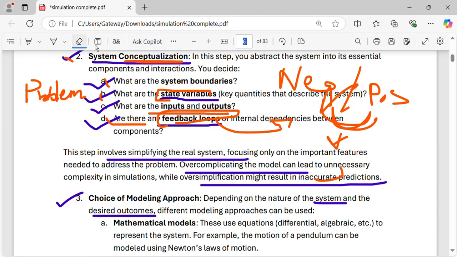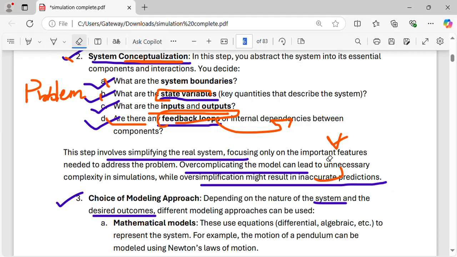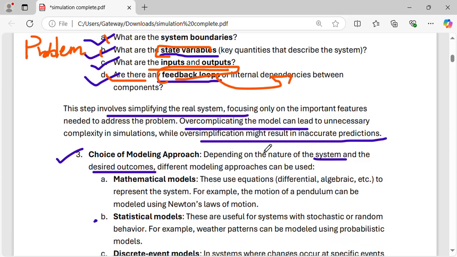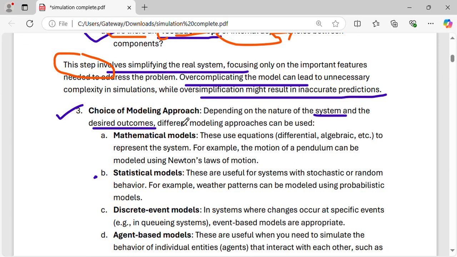So this was the intended purpose: you define your problem and conceptualize it into these four categories, the system boundaries, the state variables, the inputs and outputs, and the feedback loop. This step involves simplifying the system further and further, so we can work with all the incoming steps more easily. We should avoid both overcomplication and oversimplification of the model.